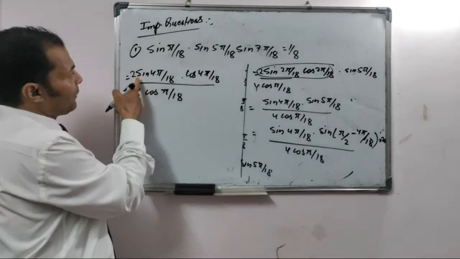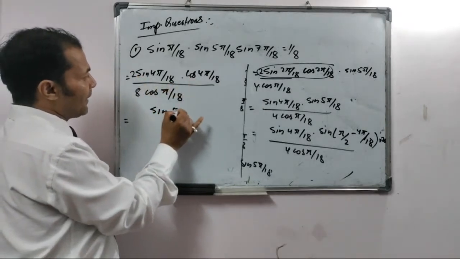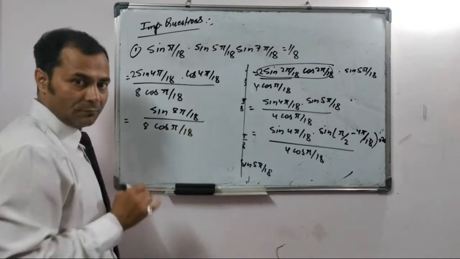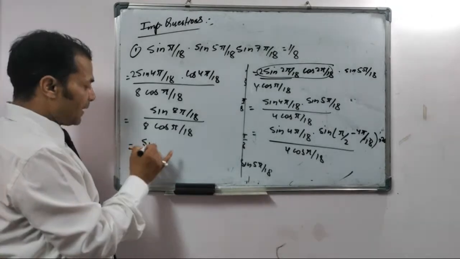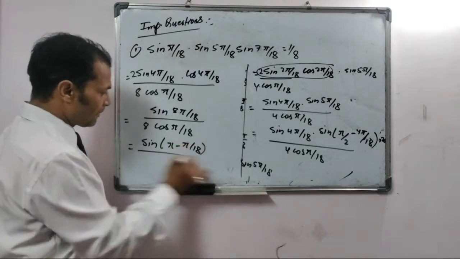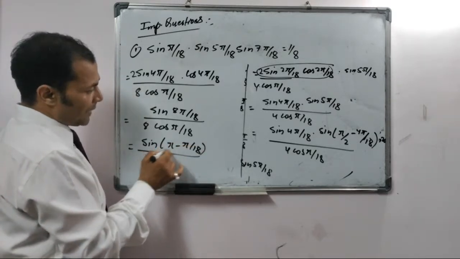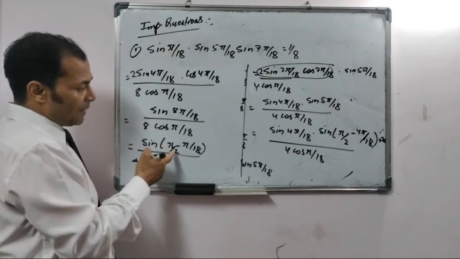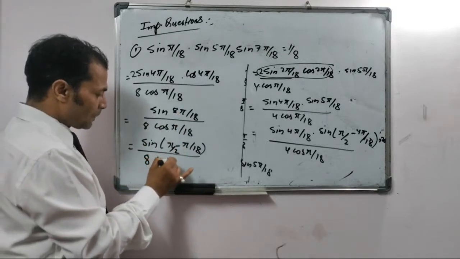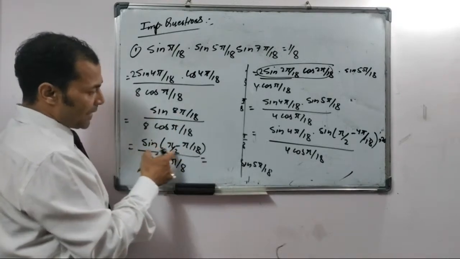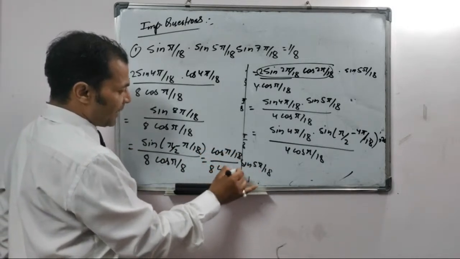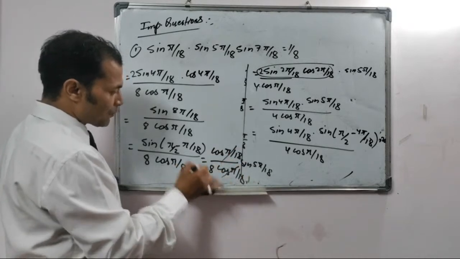Now again 2 sin A cos A is sin 2A, so sin 8 pi by 18 upon 8 times cos pi by 18. Then finally, this one can be written as pi by 2 minus pi by 18, because 9 pi minus pi gives 8 pi here, and below 8 cos pi by 18. So ultimately sin 90 minus theta is cos theta, cos pi by 18 upon 8 cos pi by 18. So this and this cancel, so the answer is 1 by 8.